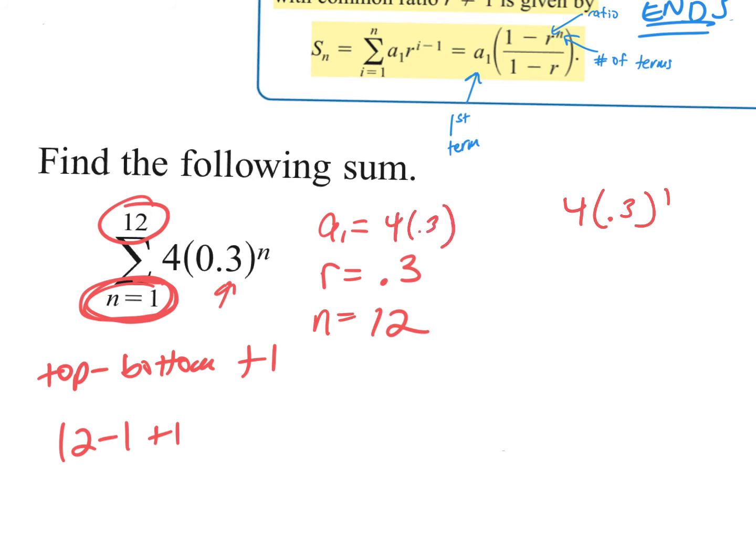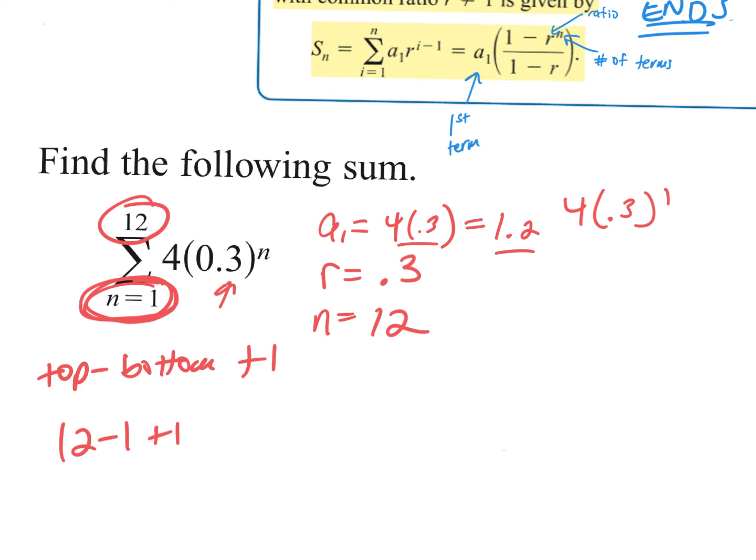You can do that in your calculator if you want to. What's 4 times 0.3? 1.2. Okay, so you can use this or you can use that. It doesn't matter. But just whatever the bottom number is. If it starts with 0, then your first term would have been 4. If it starts with 7, then you plug in 7.